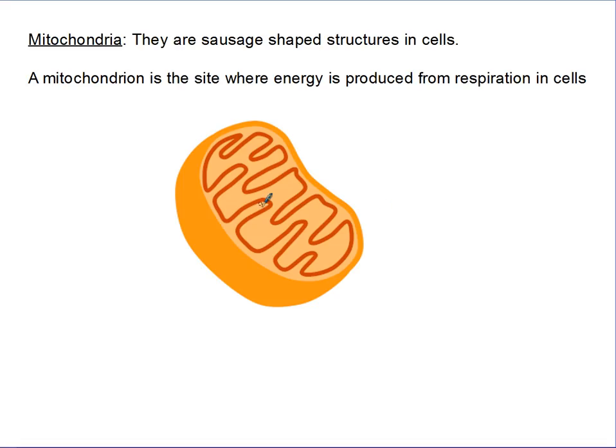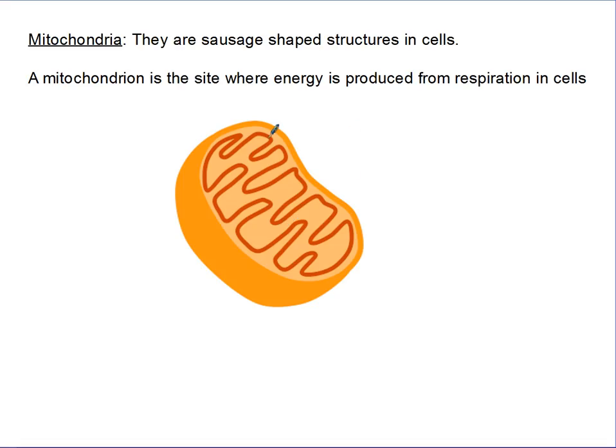Now, next thing we can find in the cell is the mitochondria. It is a sausage-shaped structure in the cell. The mitochondria is the site where energy is produced from respiration in cells. Now, respiration is the breakdown of glucose to release energy.